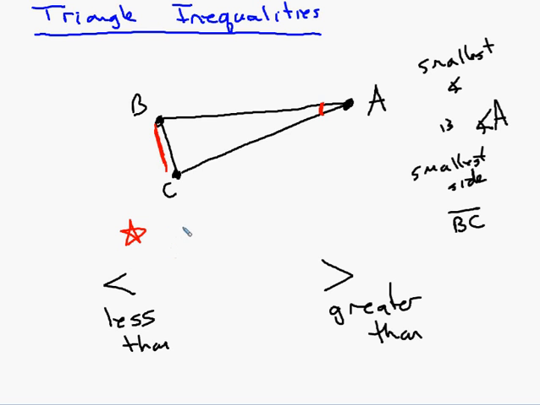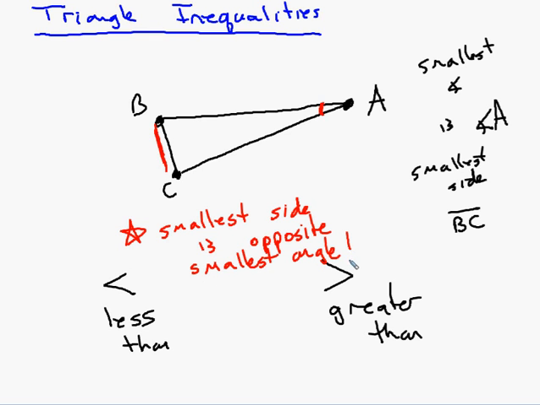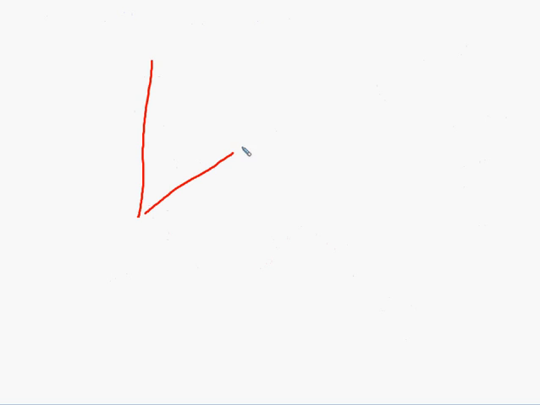Exactly. That is the entirety of this lesson, that the sides and angles go in order. So the smallest side is opposite the smallest angle. Okay, so if you can understand that, then obviously the largest side is opposite the largest angle.